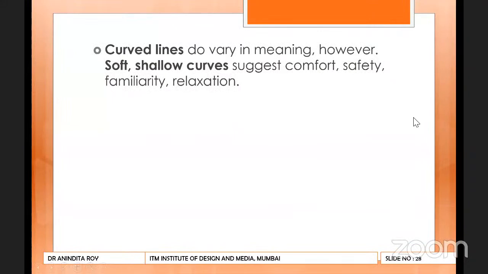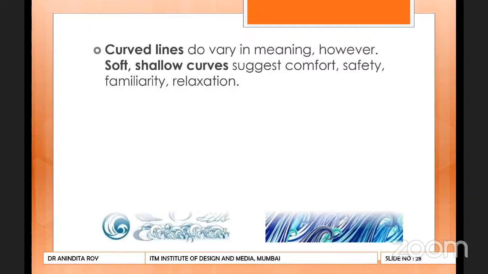And now, curved lines. So curved lines are also of two types. First is a soft, shallow curve, right? So curved lines you have learned. Now you are learning more about curved lines. So soft, shallow curves mean comfort, safety, familiarity, and relaxation. So wherever you want to suggest comfort, relaxation, you can use soft, shallow curves.